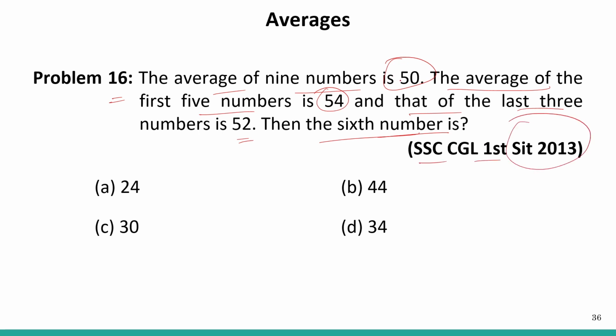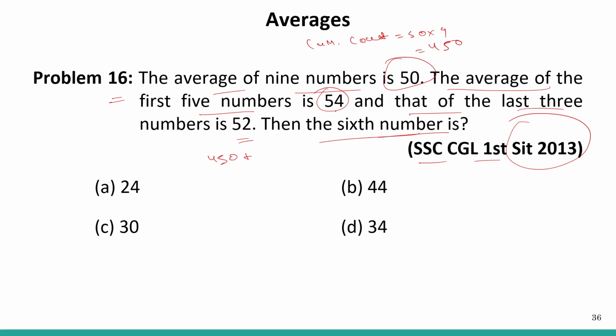The average of 9 numbers is 50. So the cumulative sum is equal to 50 into 9, which is 450, right? The average of the first 5 numbers is 54 and the last 3 numbers is 52. Then the 6th number will be what? Since there are 9 numbers, let's do this.